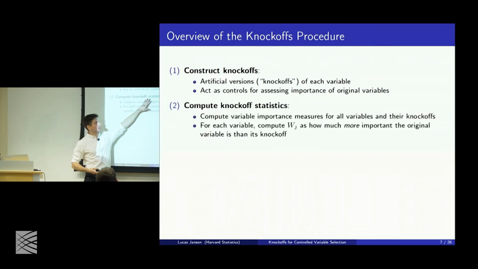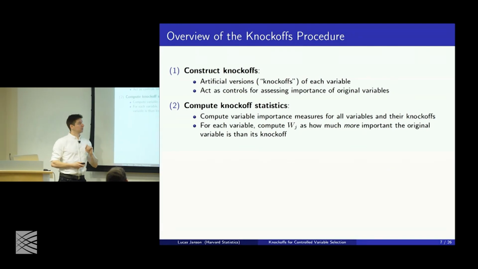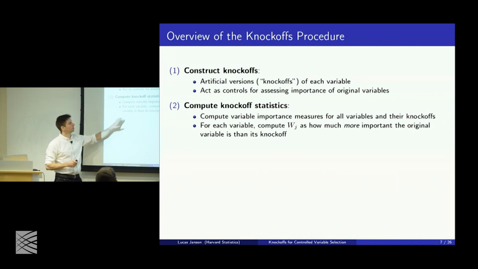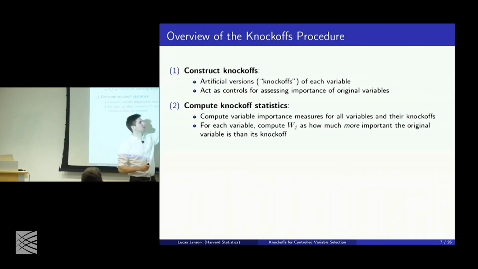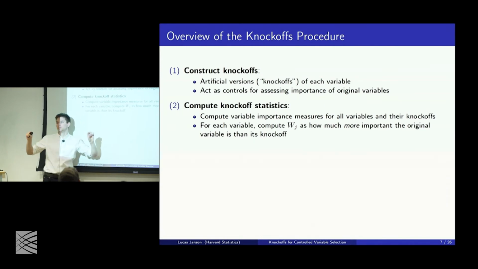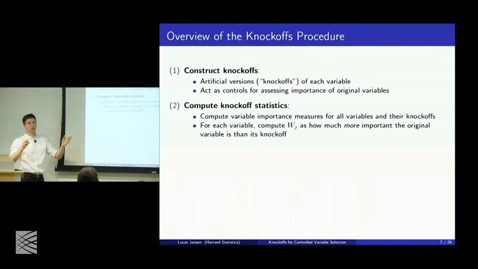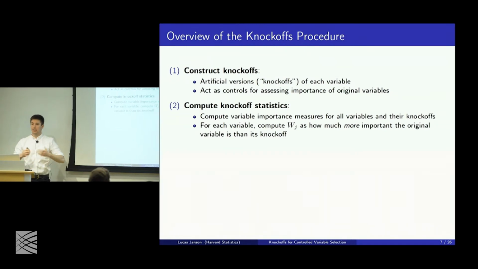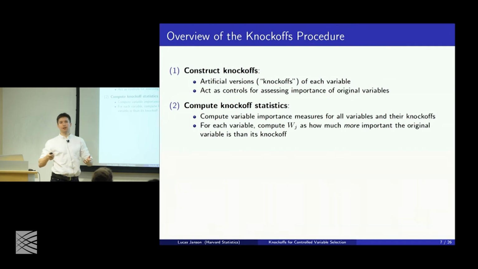Then I'm going to compute knockoff statistics, and this is where the variable importance measure comes from. As alluded to, I'm not just computing variable importance measures for my original variables. I'm going to compute variable importances for all the variables and their knockoffs. So now I have 2p of those z's. I call them z1 through zp and z tilde 1 through z tilde p. I'm going to look at the relative importance of the original and knockoff variables. Since I know my knockoffs are fake variables, that gives me some sense of the null distribution of my original variables' variable importance measures.